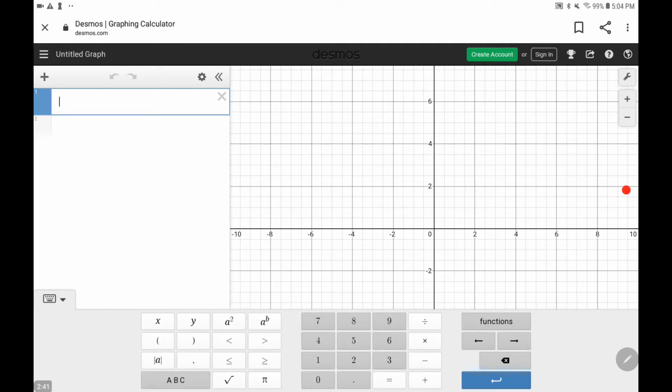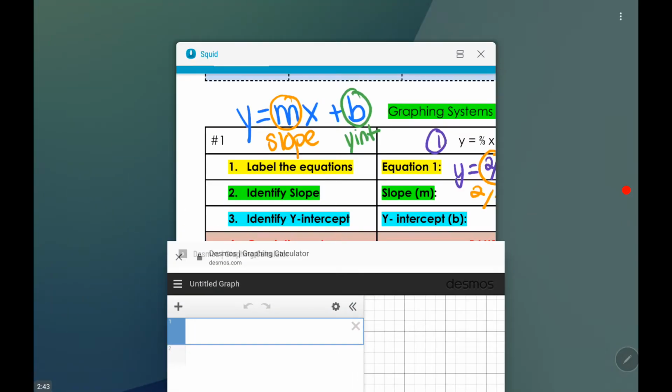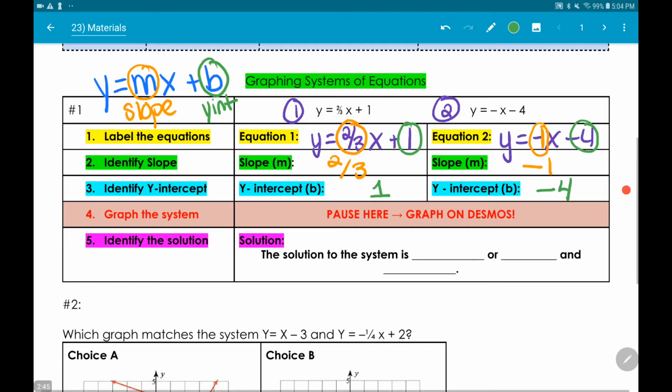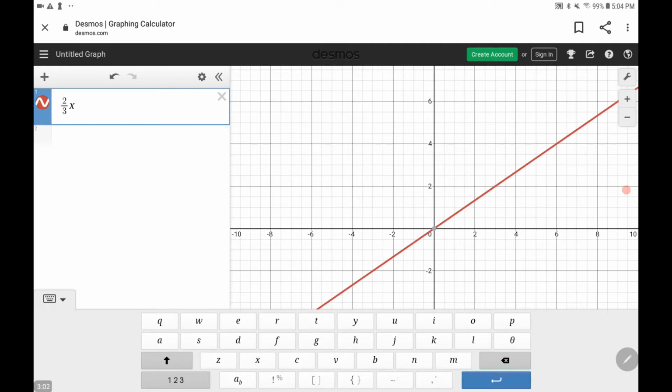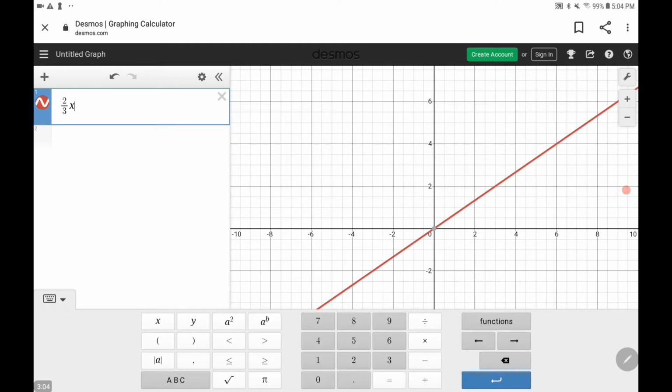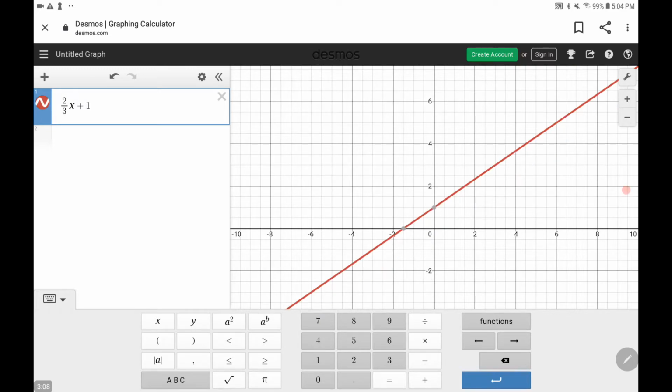So now I see here, this is where I'm going to type in my first equation. So my first equation was 2/3 x plus 1. So I'm going to go back here, and I'm going to type in 2/3 x plus 1. All right, that's my first equation.